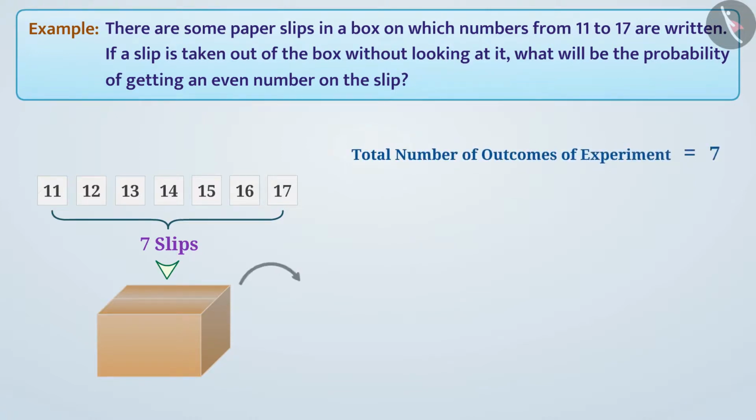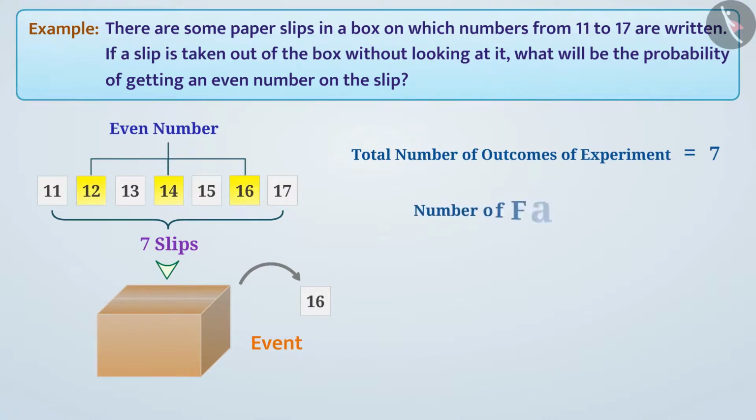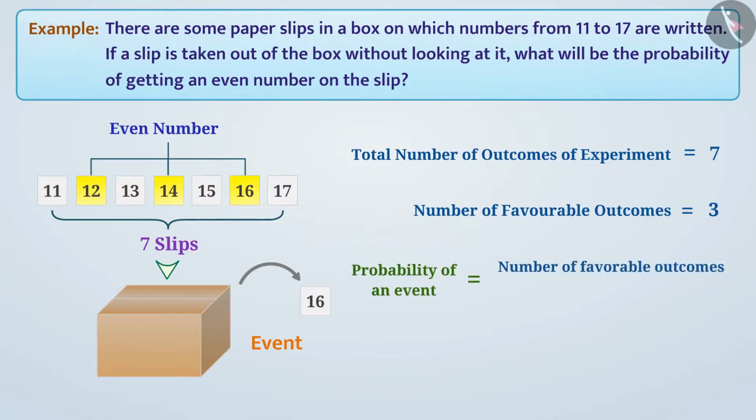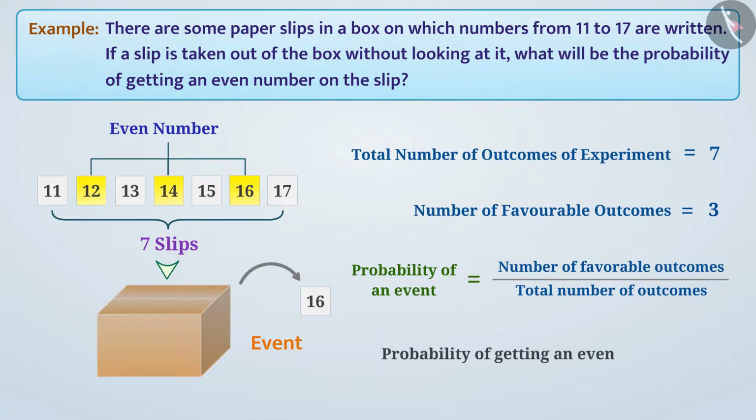Here, getting an even number is an event. Since the even number can be 12, 14 or 16, we can say that the number of favorable outcomes for the event is 3. Probability of an event is equal to the number of favorable outcomes for that event divided by the total number of outcomes of the experiment. Therefore, the probability of getting an even number on the slip drawn will be 3 by 7.